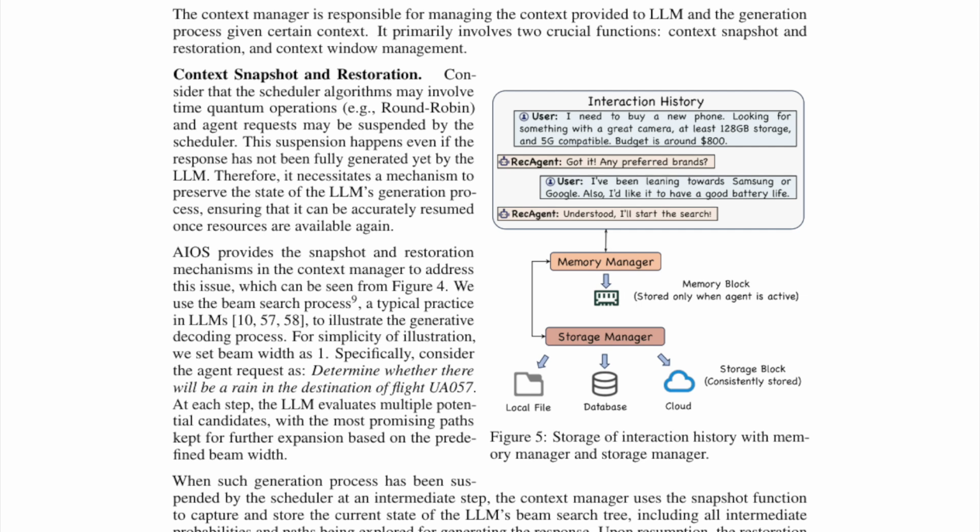Context snapshot and restoration. Consider that the scheduler algorithms may involve time quantum operations, e.g., round robin, and agent requests may be suspended by the scheduler. This suspension happens even if the response has not been fully generated yet by the LLM. Therefore, it necessitates a mechanism to preserve the state of the LLM's generation process, ensuring that it can be accurately resumed once resources are available again.